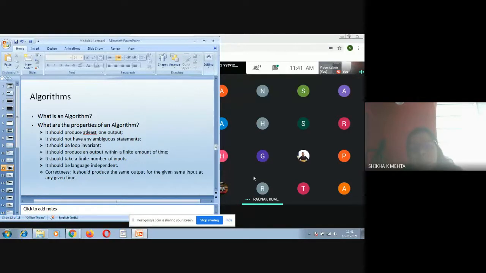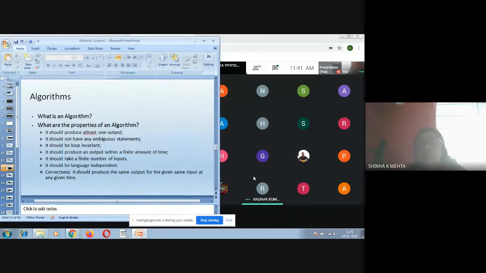Correctness does not depend upon the complexity, how much time it takes and how much space it takes. Correctness is only related to the input and the output. If you have given a correct input, the algorithm should provide a correct output. So correctness only is related to the input and the output.